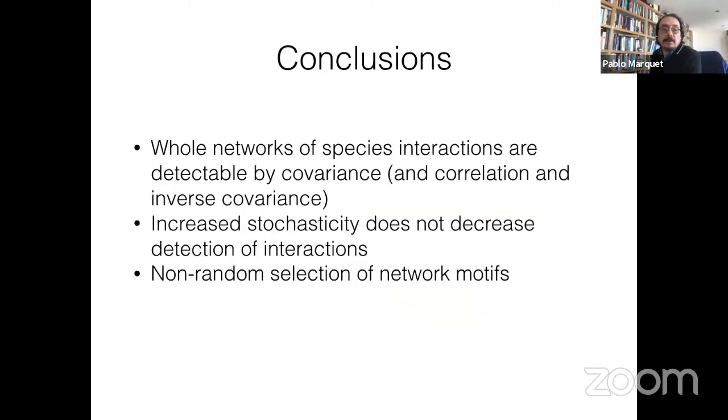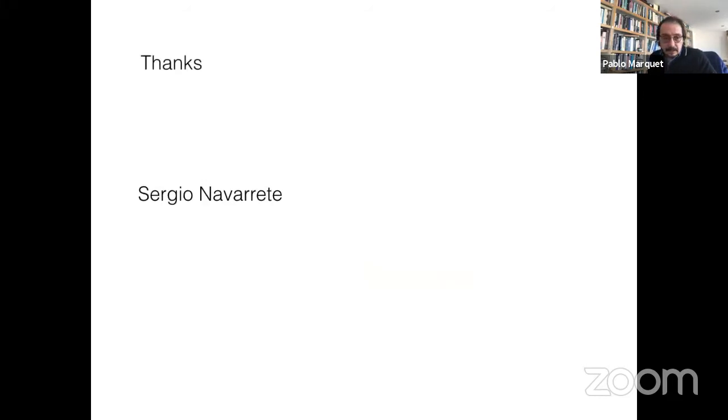And also I should say that the whole network of species interactions is sometimes detectable by covariance and correlations, but increasing stochasticity doesn't have too much of an impact, and non-random selection of network motifs is increased as you also increase the interaction strength. So that's what I had prepared, and I would like to thank Sergio Navarrete, who is coming next.